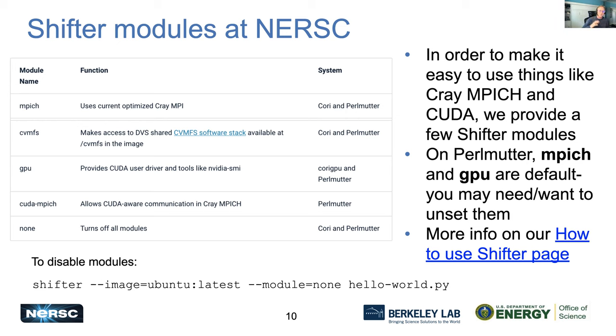So the MPICH module is loading all of these Cray libraries, and just in case you want to swap out your MPICH for the fast Cray MPICH, we're making that available to you. There are circumstances where you may not want this. For example, if you're using OpenMPI, there are other circumstances where it could cause issues. We've sometimes seen glibc issues happening.